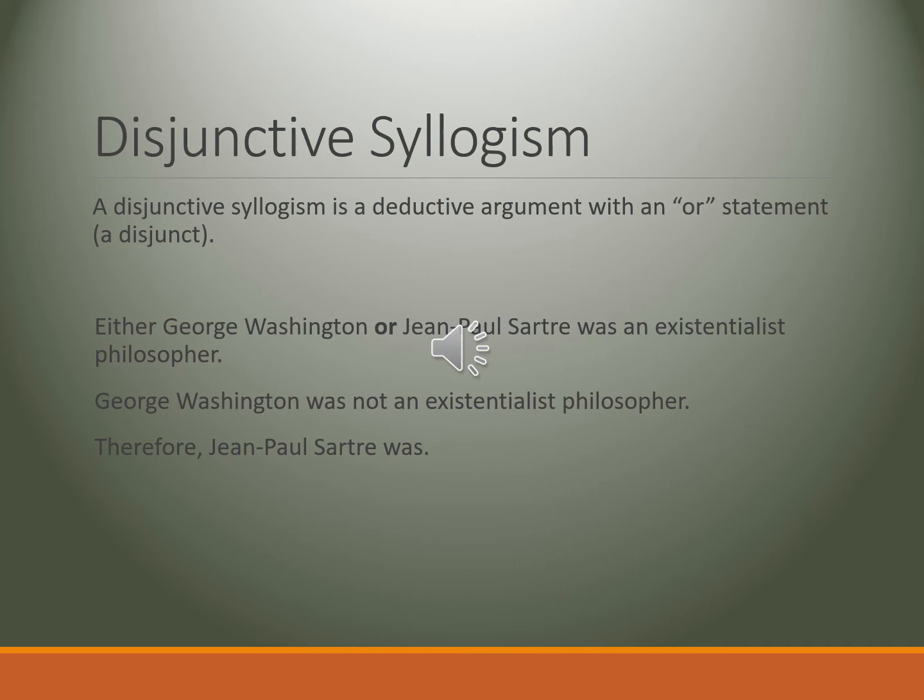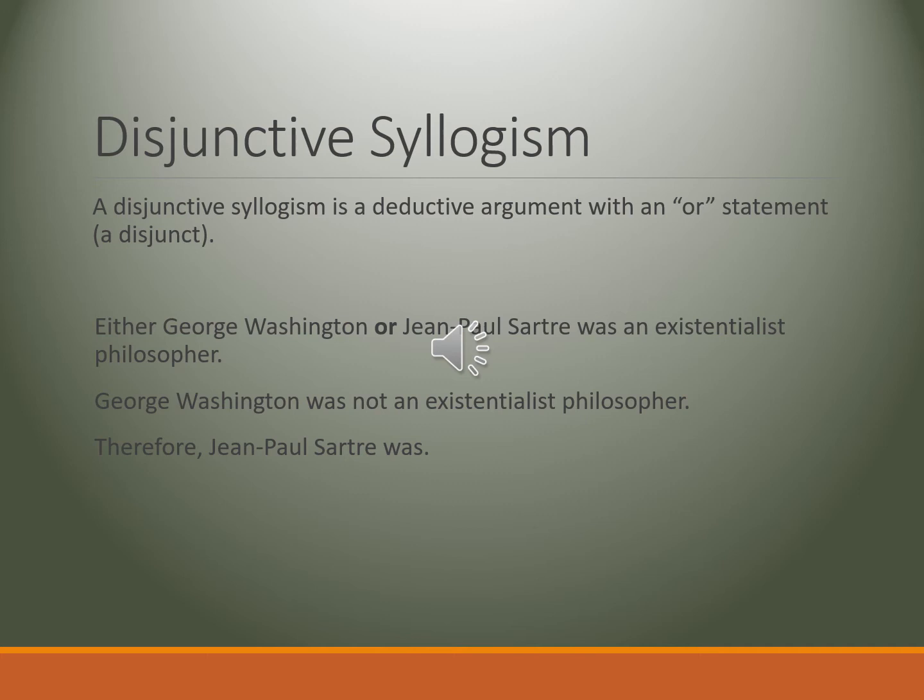A disjunctive syllogism is another deductive argument pattern. It's different than the hypothetical syllogism because instead of having a conditional or an if-then statement, the key feature of a disjunctive syllogism is it contains a disjunctive statement, and that's just basically an either-or statement. As you can see down below here, this is an example of a disjunctive syllogism because the first statement or premise, either George Washington or Jean-Paul Sartre was an existentialist philosopher, is the marker of this kind of syllogistic argument.